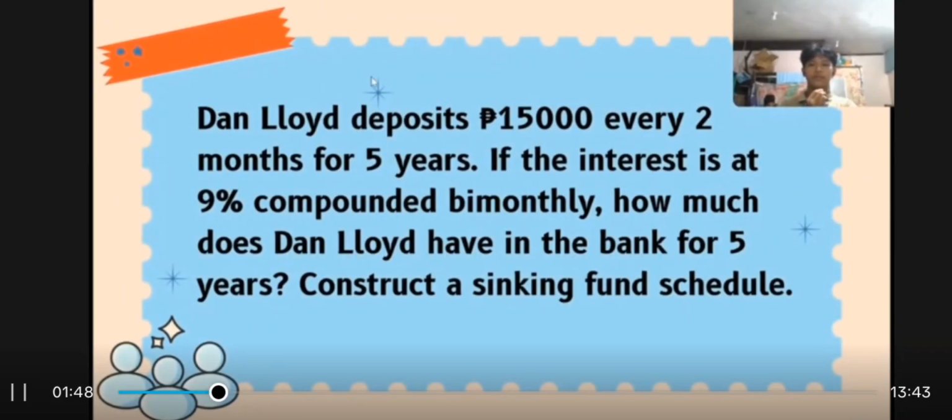Here's our example, guys. Dayaday deposits 15,000 pesos every 2 months for 5 years. If the interest is at 9% compounded monthly, how much does Dayaday have in the bank after 5 years? Construct a sinking fund schedule. So let's go to Excel, guys, to construct this sinking fund schedule.